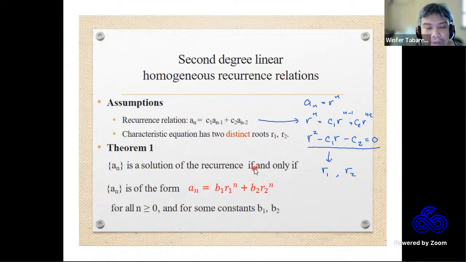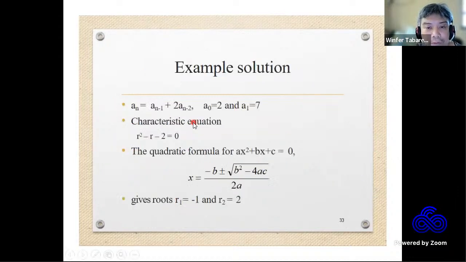So we will look at a step-by-step method for this one. All right, so let's start with this equation. a sub n is equal to a sub n minus 1 plus 2 times a sub n minus 2, where a sub 0 is equal to 2 and a sub 1 is equal to 7.